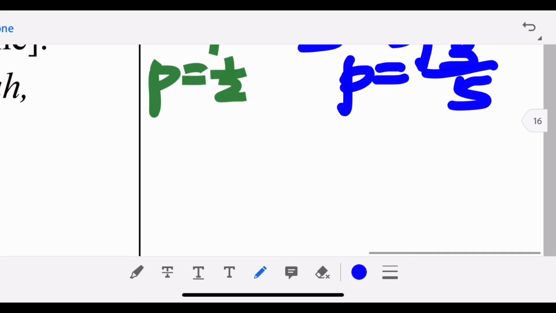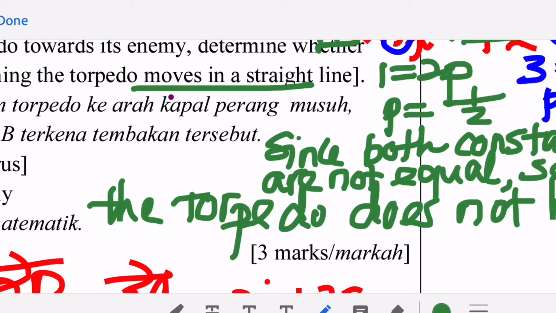This is the so-called HOTS question. After you do the working, you have to decide, okay, write a statement to support your answer. So since both constants are not equal, right? p is 1 over 2, p is 3 over 5, they are not equal. So we have to write in a sentence. Now we have to complete the sentence to support the answer.